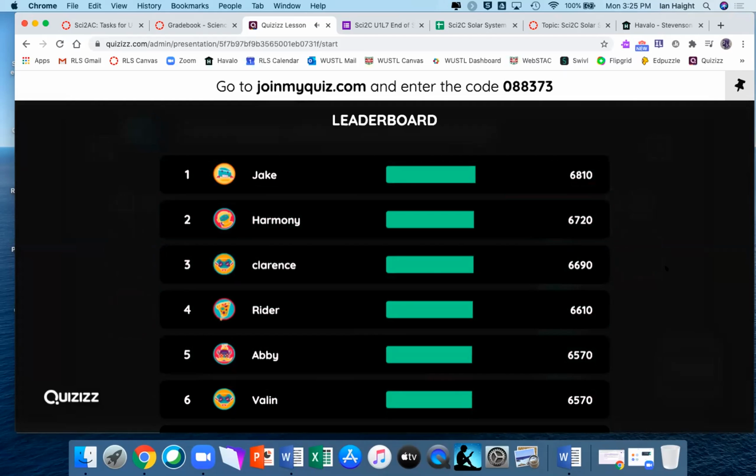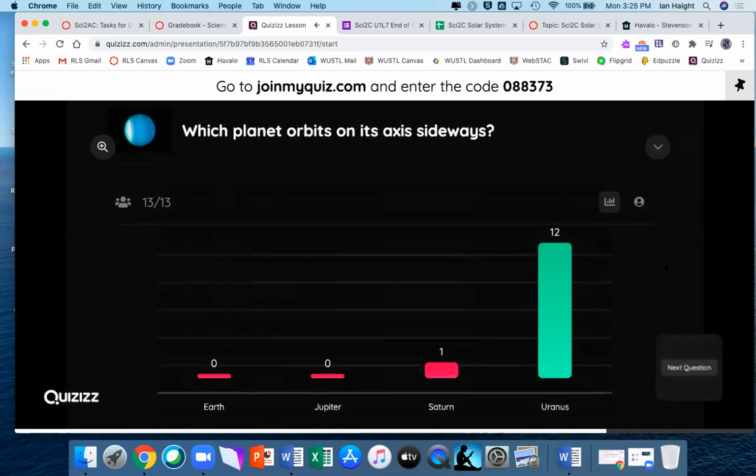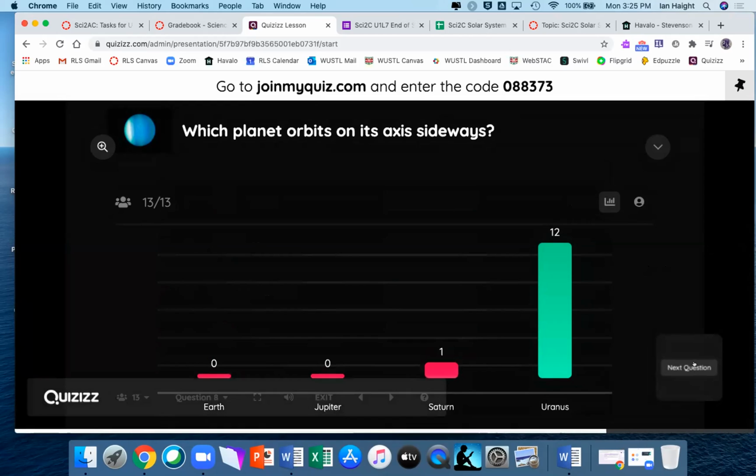All right, Jake and Harmony in the lead. Very good. Most of you got it. It is Uranus. In fact, its rings are also technically sideways. Very unusual.